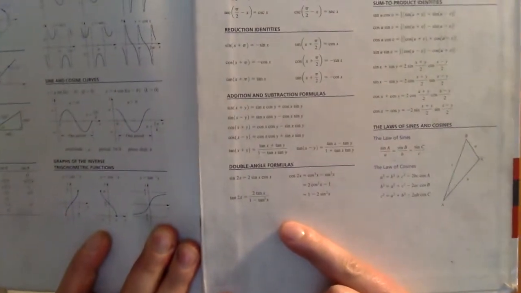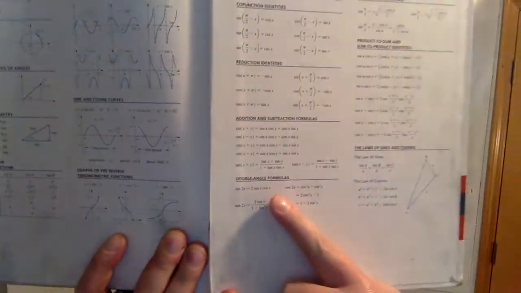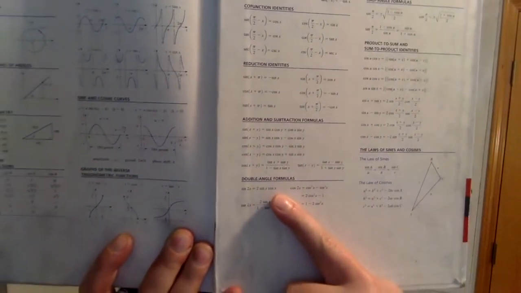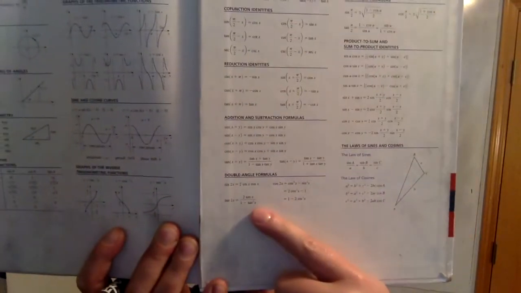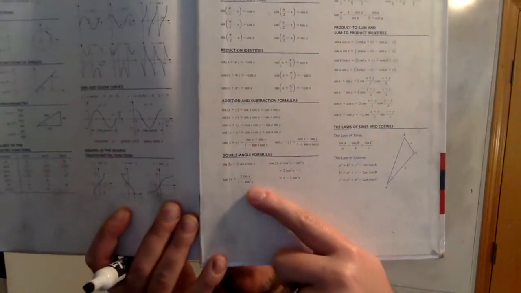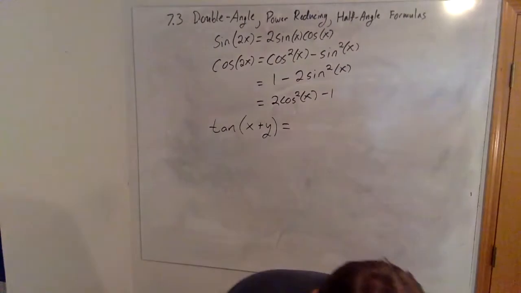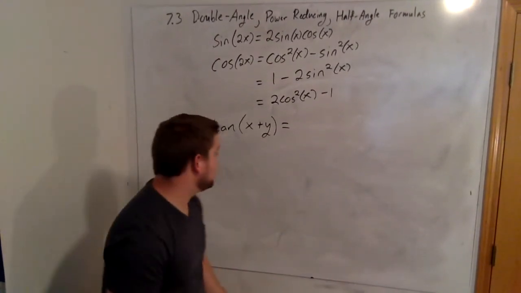Now, it's nice to have these memorized. Specifically, it's nice to have the double angle formulas for sine and cosine memorized. I don't really have the tangent one memorized, I just don't use it too often. I'll show you why in a second. But let's go ahead and just derive it really quickly.